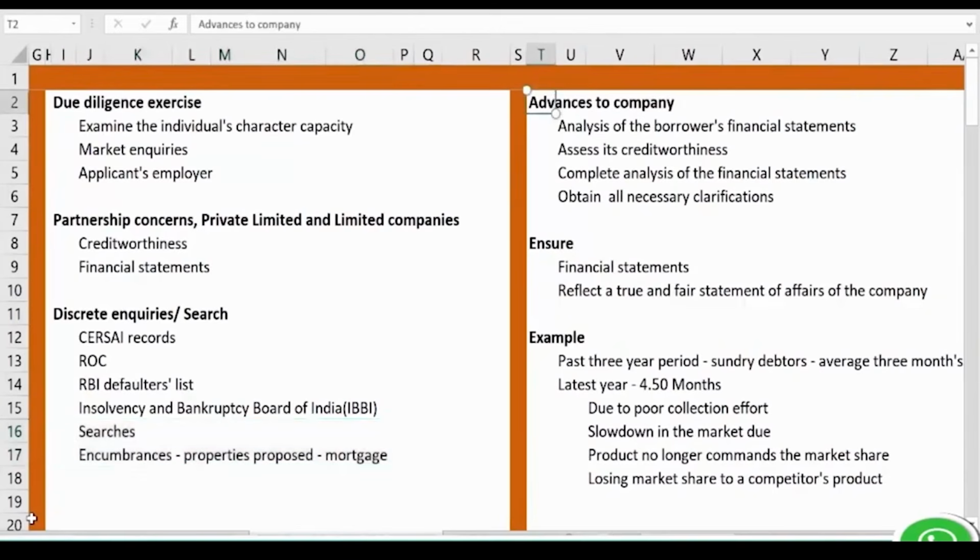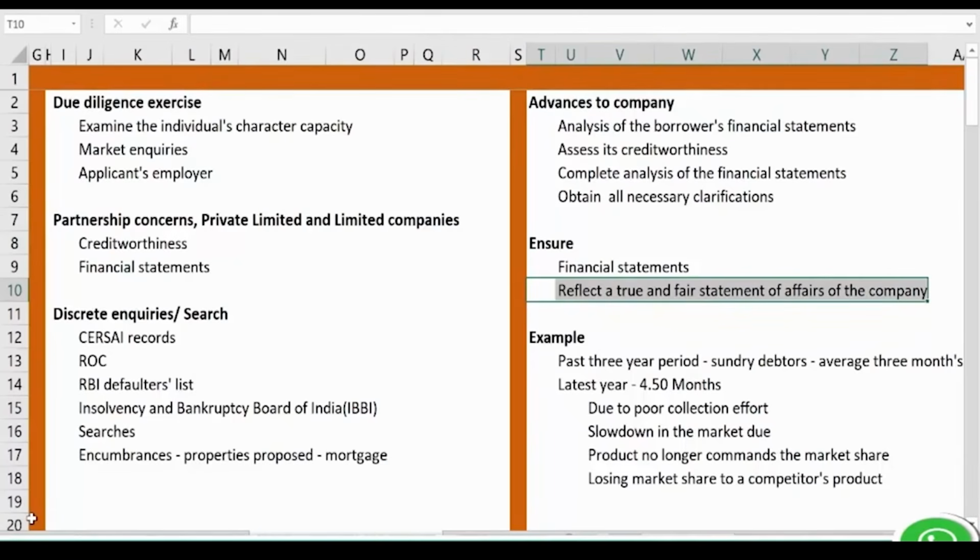And whenever bank is going to give advances to company, they have to carry out analysis of the financial statements of the borrower so that they can assess the credit worthiness. Here they should carry out complete analysis of financial statements, and for doing this analysis they should get all the necessary information, and they should also ensure the financial statements submitted to the bank are reflecting true and fair statement of affairs of company. It means it should not be with any qualification by auditors. It should be true and fair.